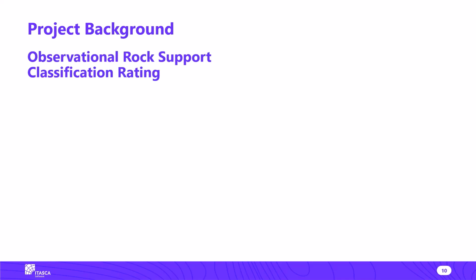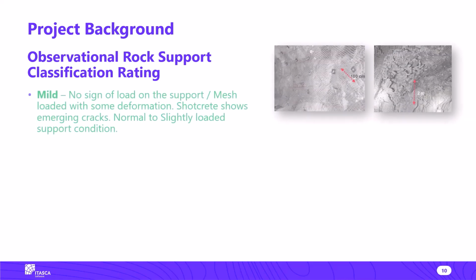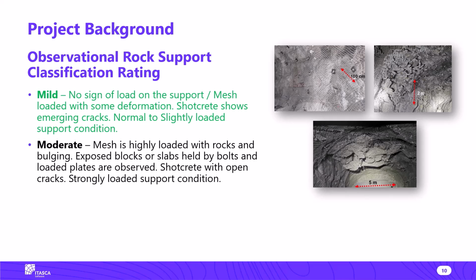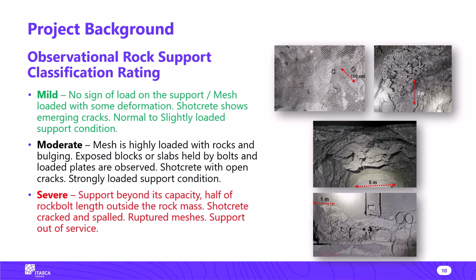As we mentioned previously, starting in February of 2020, the mine started keeping an observational record of the support condition. The categories defined at the time were as follows. There's mild condition, where there's normal to slightly loaded support condition, as the images on the right show examples of that. There's the moderate condition, where the shotcrete has open cracks and is considered a strongly loaded support condition. And finally, there's a severe condition, where the support is completely considered out of service.